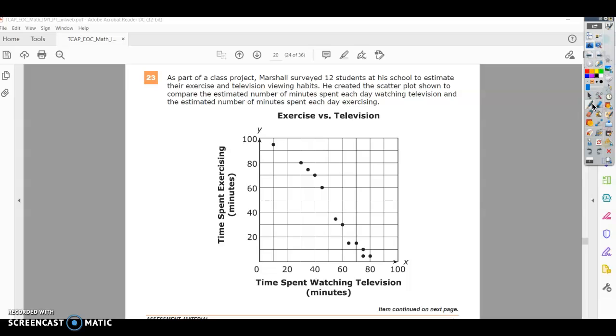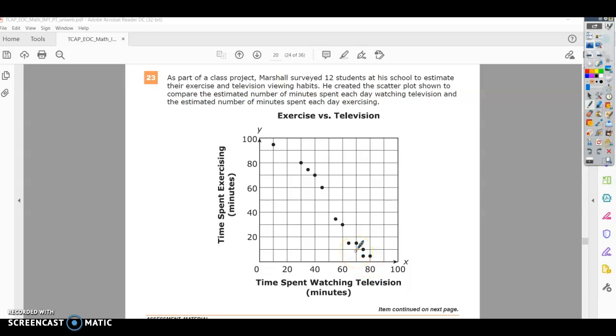Alright, so if we review the graph a little bit, it says exercise versus television. So the vertical axis, time spent exercising in minutes, goes from 0 up to 100 minutes. On the horizontal axis, or the x-axis, time spent watching television in minutes. You can see 0 up through about 80 minutes watching television.